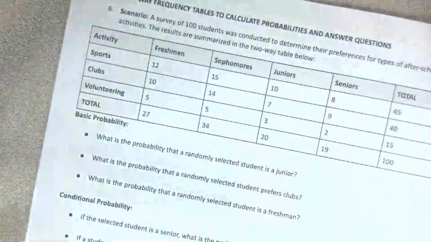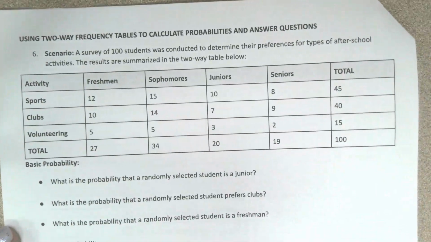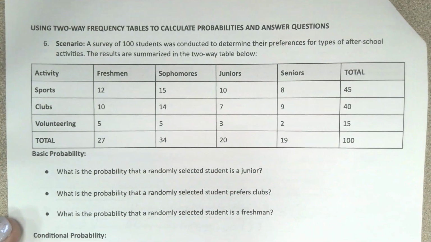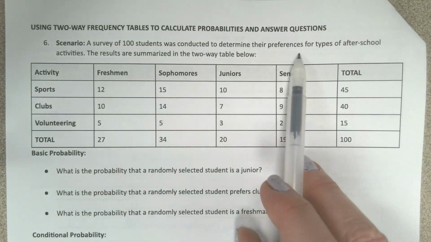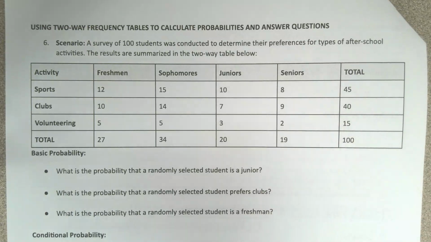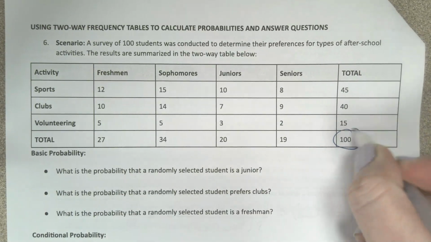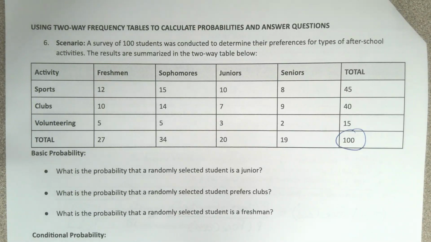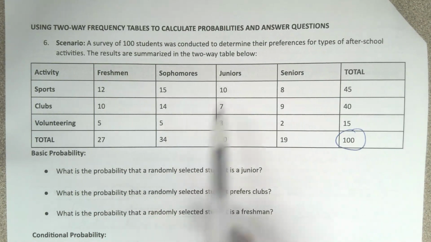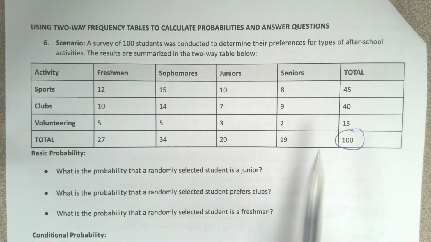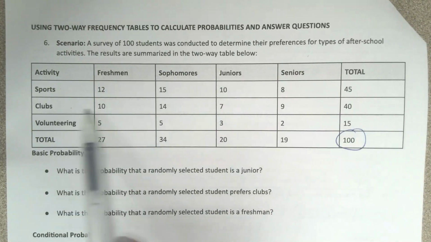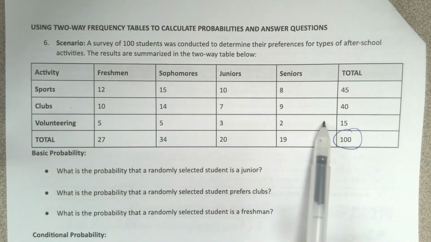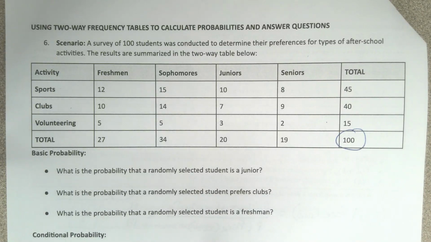All right, next page. All right, so now we have some two-way tables. So this says I surveyed 100 students to determine their preference for after-school activities. So there is my grand total of 100. I have the freshmen, the sophomores, the juniors, the seniors, and I polled them about their sports, their clubs, their volunteering. What do they like to do after school?